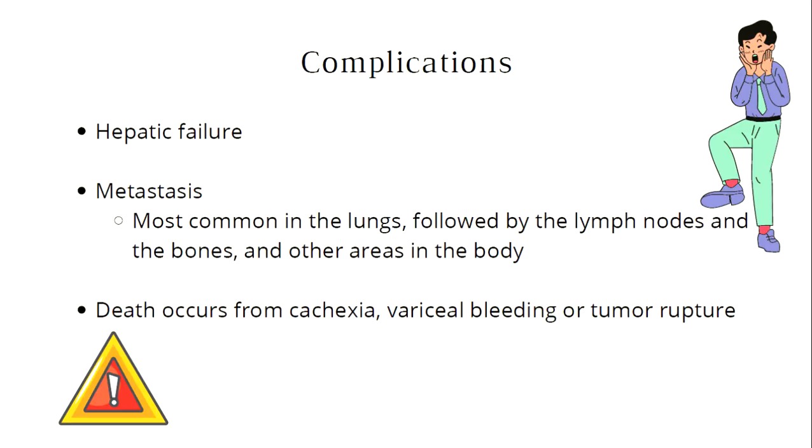So the complications include hepatic failure, metastasis, which is the most common in the lungs, followed by the lymph nodes and the bones and other areas in the body, which include the adrenal glands, the peritoneum, the diaphragm, soft tissues, brain, skin, and oral cavity. And death occurs from cachexia, variceal bleeding, or tumor rupture.